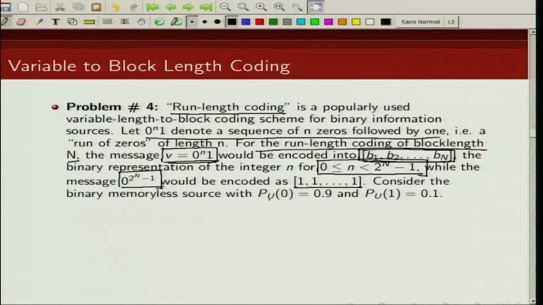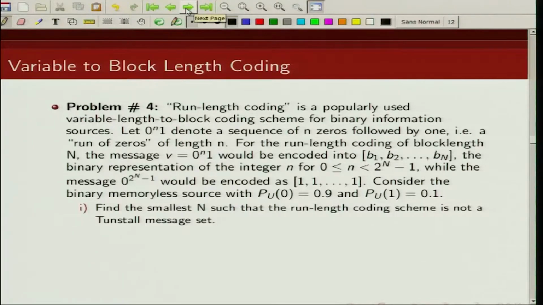So let us consider a source which emits zeros with probability 0.9 and emits 1 with probability 0.1. So we are considering a discrete memoryless binary source. It emits zeros and ones.